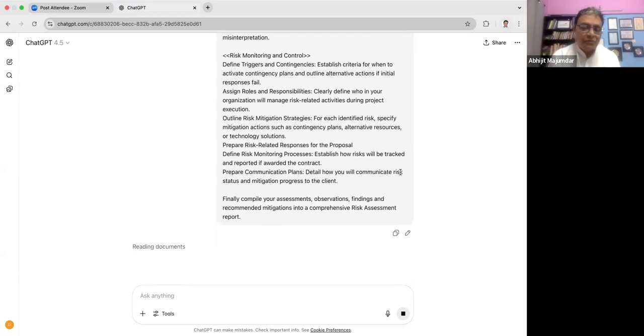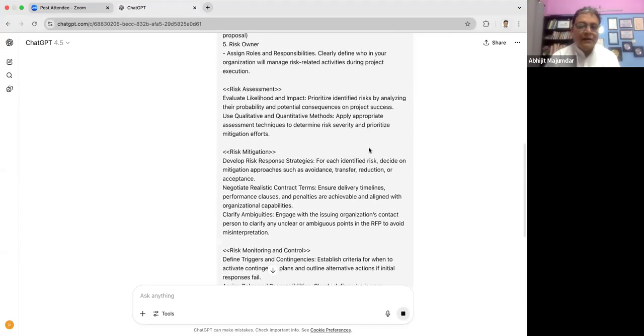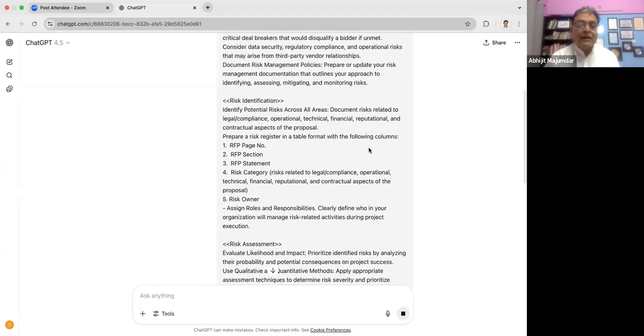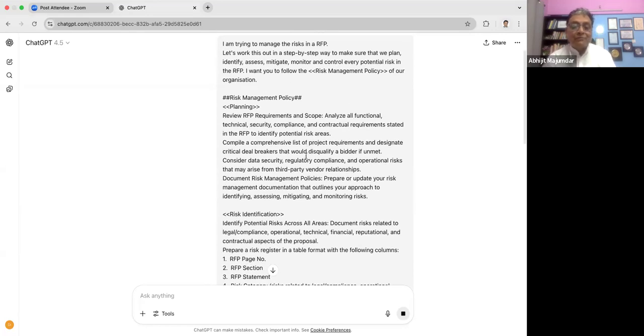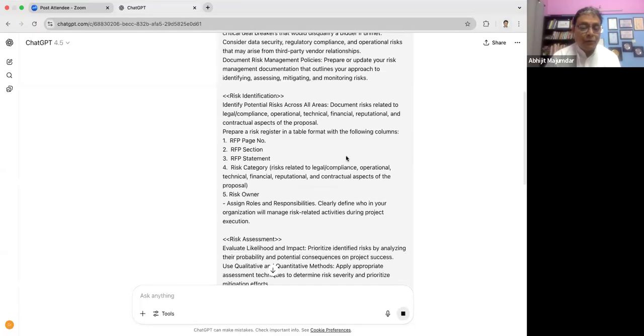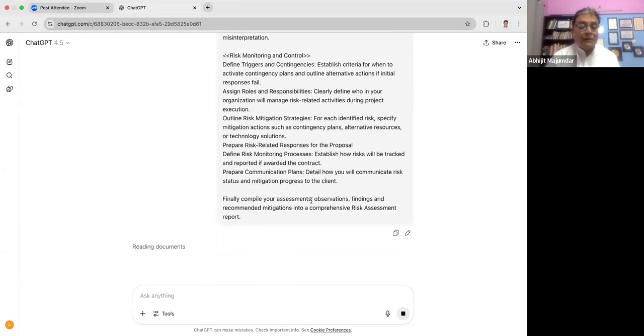Now it has to use the instructions I have given, which is my policy, so it is going to take some time. It is analyzing all the documents, reading everything. I have very clearly mentioned that planning means reviewing all the RFP requirements, scope, and functional requirements, compiling a comprehensive list of project requirements, and designating critical deal breakers that would disqualify a bid. So I am going much deeper than standard, and that's why it's taking some time.